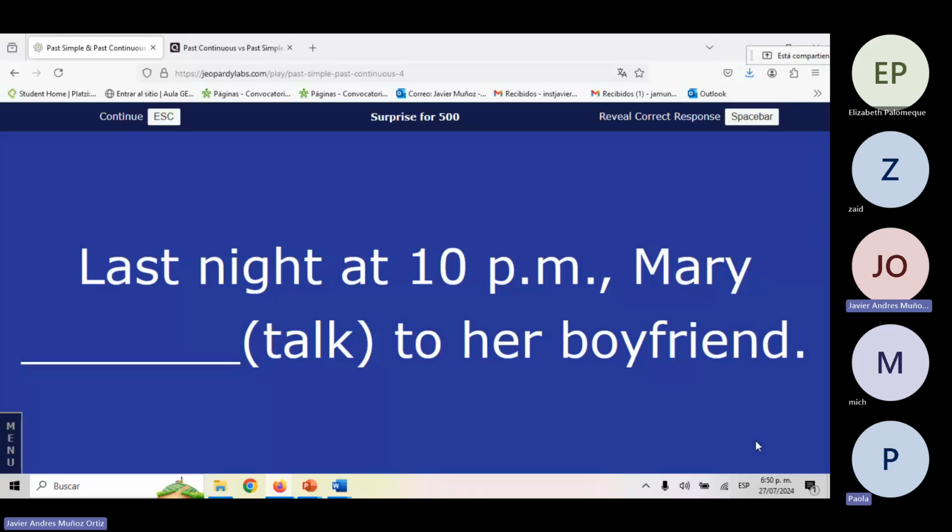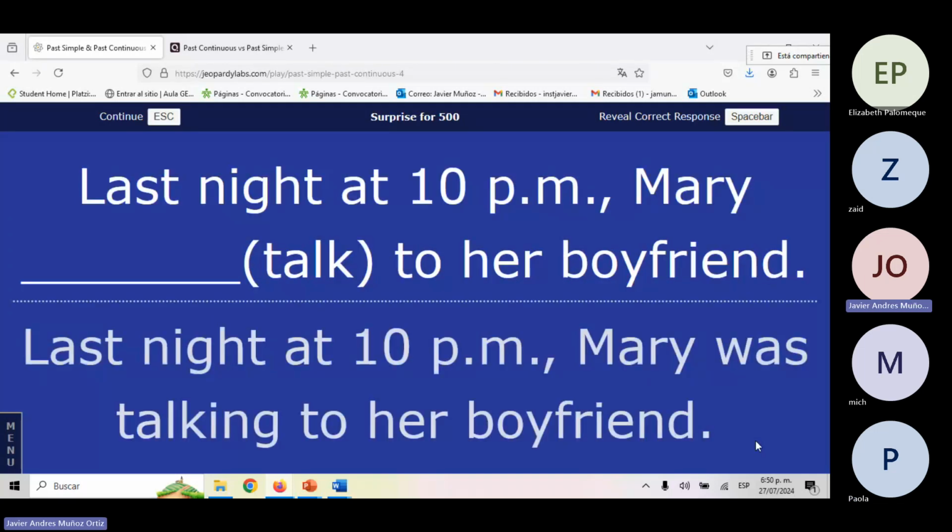Okay, once again the question. Would you bet $50 million for that answer? ¿Apostaría los 50 millones de dólares por esa respuesta? Sí. Yes? Okay. And the answer is, okay, talking, this is correct, but something's missing. The verb to be in past. Si no me utiliza el verbo to be en pasado, estaría diciendo Mary hablándole a su novio. Falta algo, ¿no? Mary estaba hablando. This is the word that is missing.